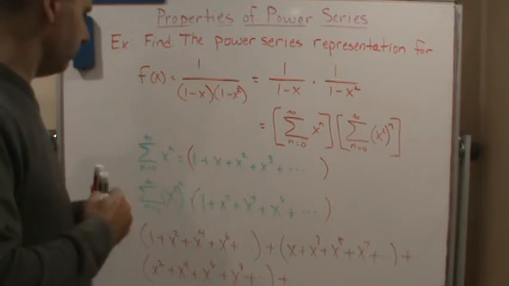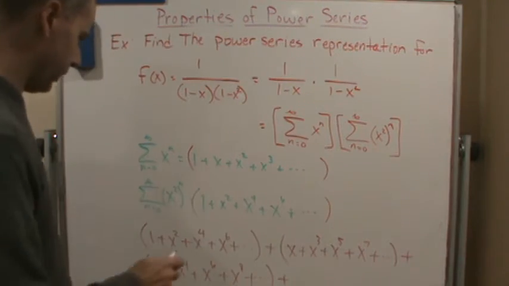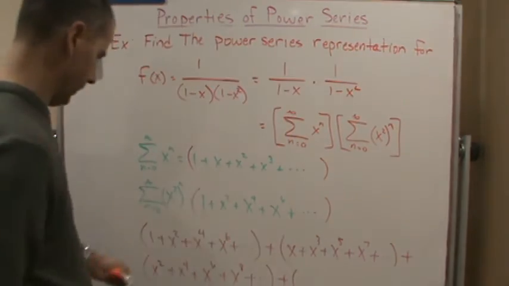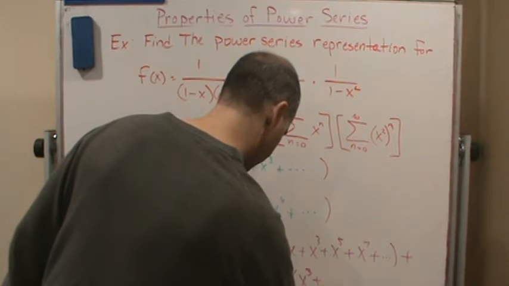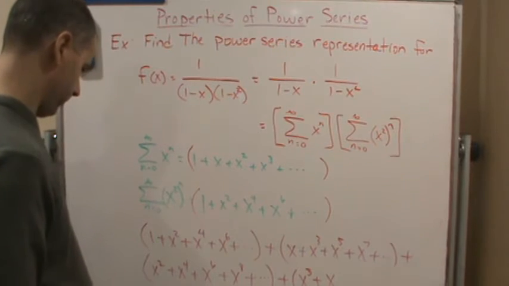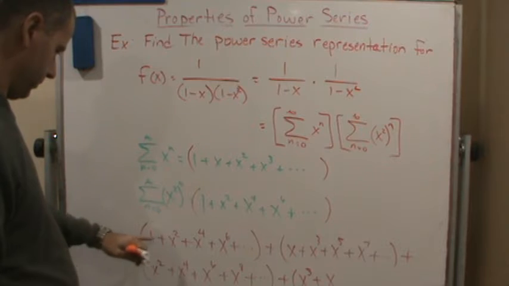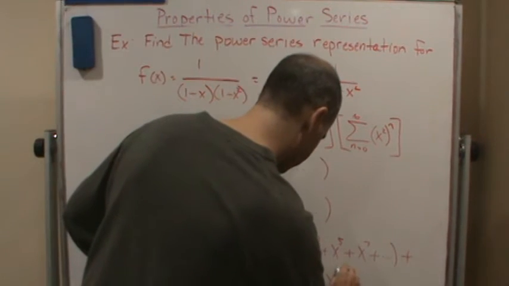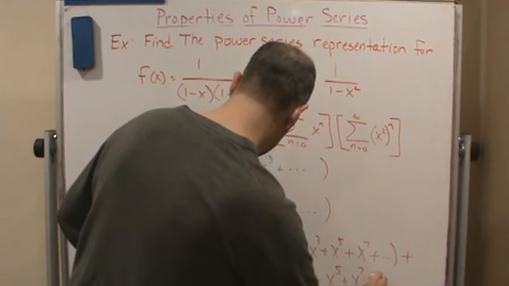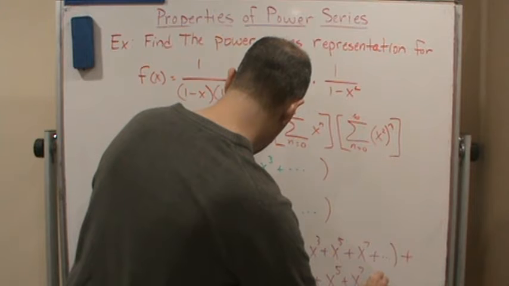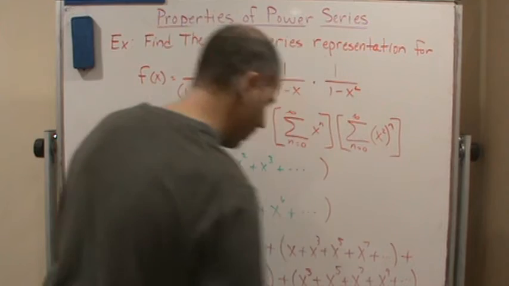Let's do one more. So if I do x to the 3rd times this whole thing, what do I get? I get x to the 3rd plus, well, x to the 5th, right? Plus x to the 7th plus x to the 9th plus dot dot dot.